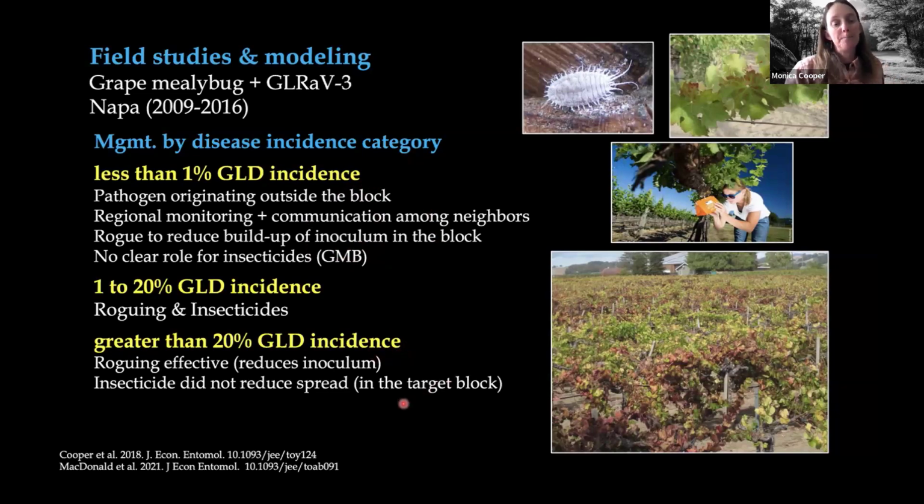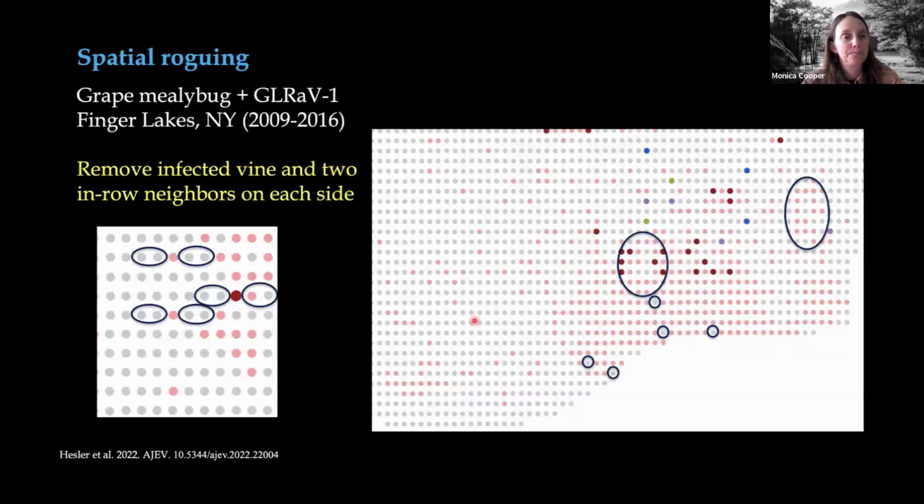I will say, however, that if that greater than 20% disease incidence block is your source block for your less than 1% disease incidence blocks, then perhaps there would be a role for using insecticides just to protect your other blocks, but not to reduce the amount of spread in that block that already has the greater than 20% disease incidence.